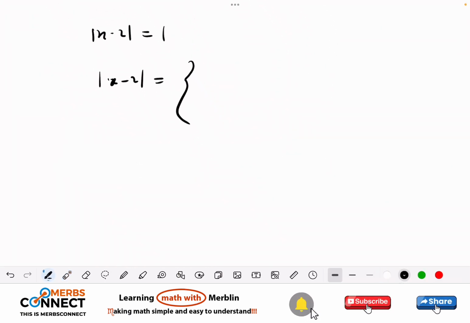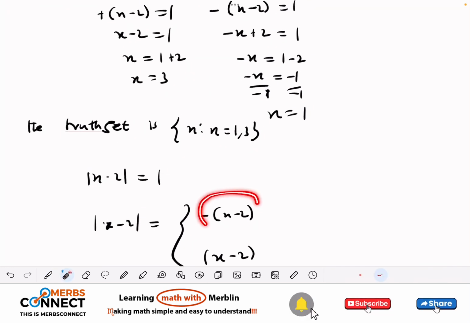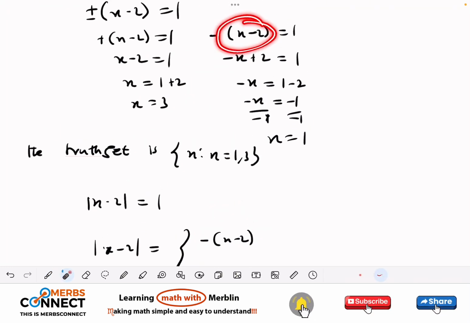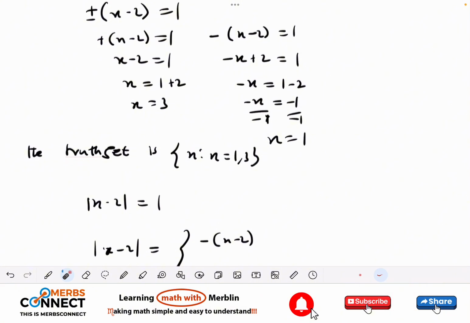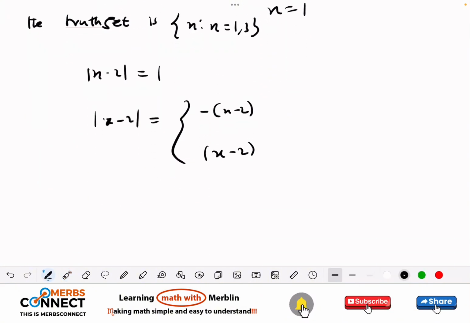So what will be the negative side? This one will be the negative, right? And then the positive side. So you see that this one is the one that we had here, and this one here is the one we had here, right? So positive and negative, comma. Then x minus 2, the one in the bracket here.